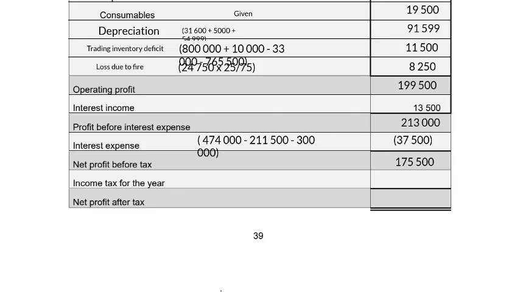Our income tax for the year, according to adjustment 2.12 that was given, is 48,600, which we subtract from our net profit before tax to give a net profit after tax of 126,900 Rand. And that is how you would complete this exercise.